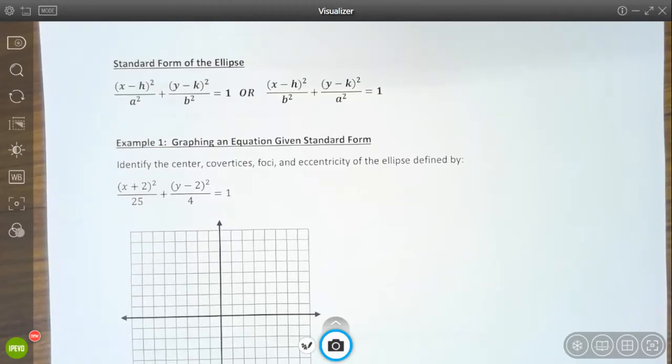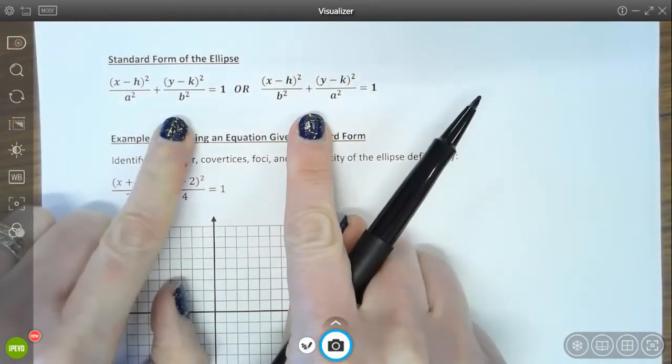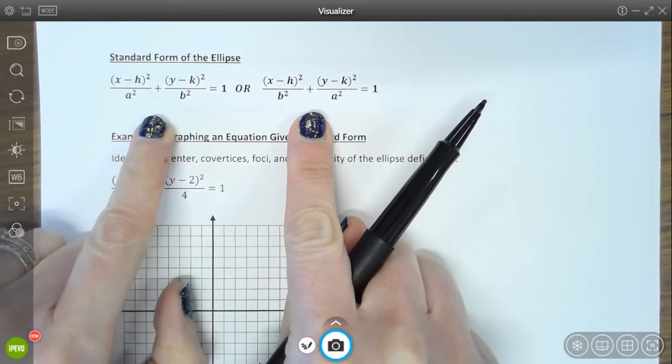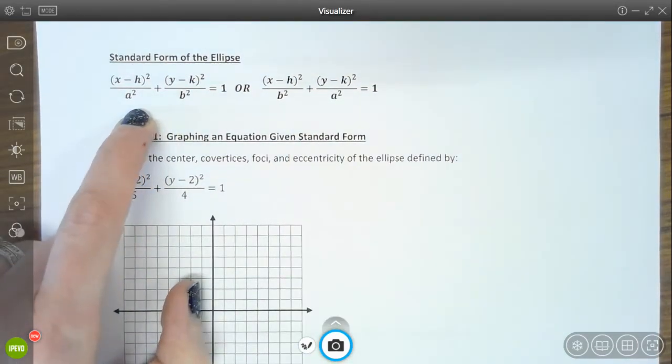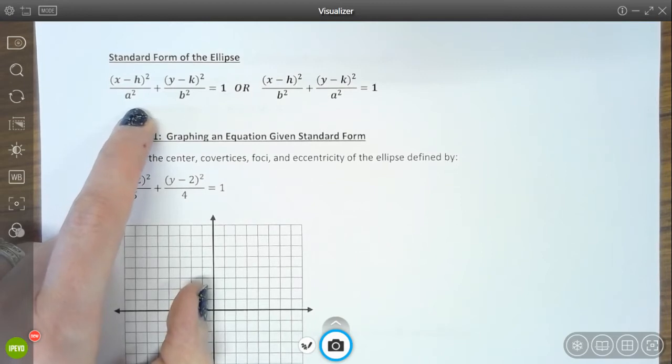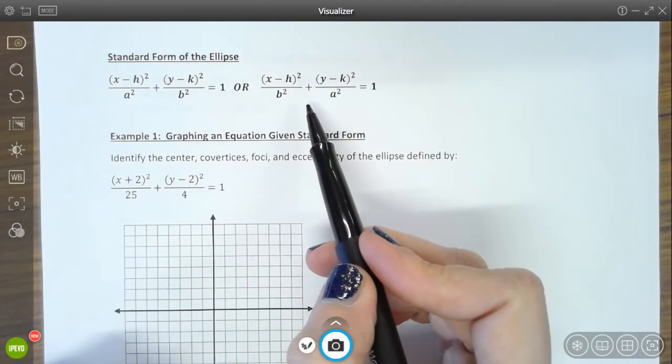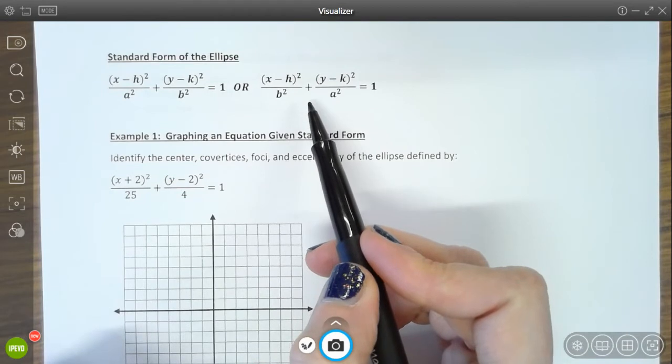In this video, we're going to review everything that we've looked at so far with our ellipse. When we started studying our ellipse, we looked at how to graph the ellipse from an equation given to us in standard form. Our standard form basically has two different versions depending on whether my ellipse is elongated horizontally, where my major axis would be horizontal, or vertically, where my major axis would go vertical up and down.